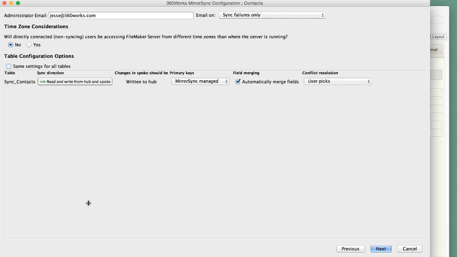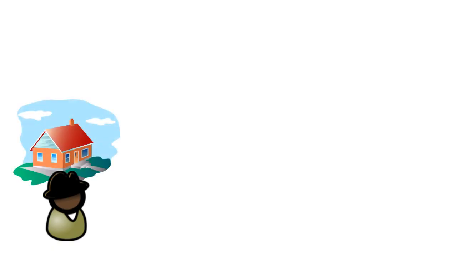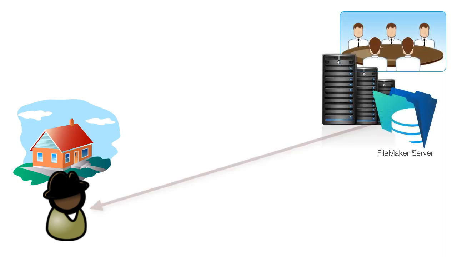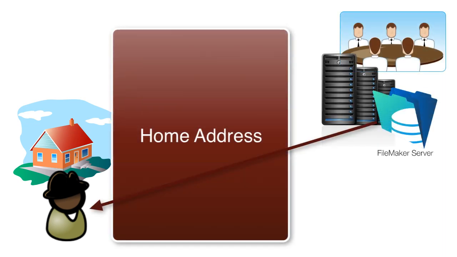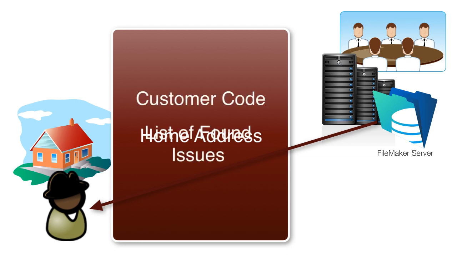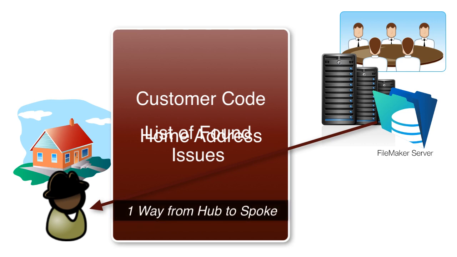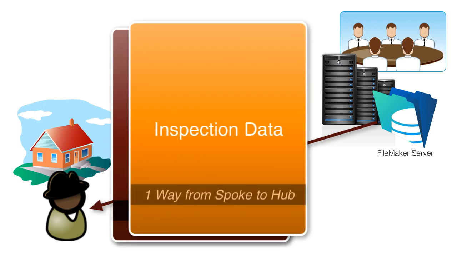And I'll give you a good example of where people use this. Let's say that somebody has inspection people that go out and inspect people's homes. There would be certain information that comes from the central office to that person, such as the person's home address, their customer account code, maybe a list of codes of inspection issues that are found. They don't want those inspectors entering new data or modifying data in those. So you would set those to be one way from the hub to the spoke. But then you've got the actual inspection data, and that might be one way from the spoke to the hub.